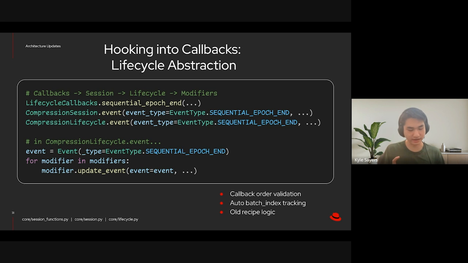There are a lot of small steps that I'm skipping over here. Things like validating that the order of the callbacks is correct, so you don't want to call epoch end before epoch start. There's also logic for automatically incrementing the batch index during training so that an implementer doesn't have to pass the batch index. We can automatically infer that. And there's also a lot of recipe logic that we're trying to clean up as much as possible. Because at the end of the day, what we really want is for these callbacks to just be a for loop over all of our modifiers, where it just passes this data through the modifiers.